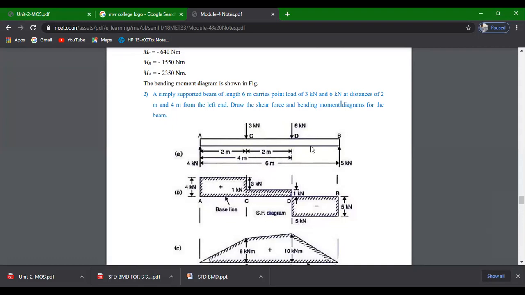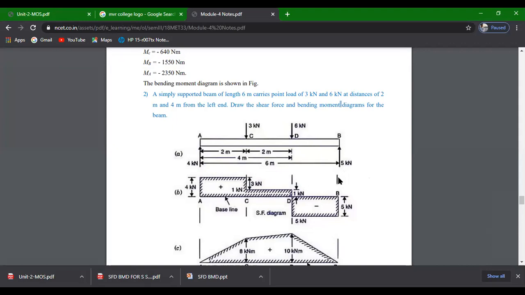Have a look at this simply supported beam here. The reaction forces will be 4 kilonewtons and 5 kilonewtons here. How will these be found, since these values of the reaction forces are not provided in the problem here?